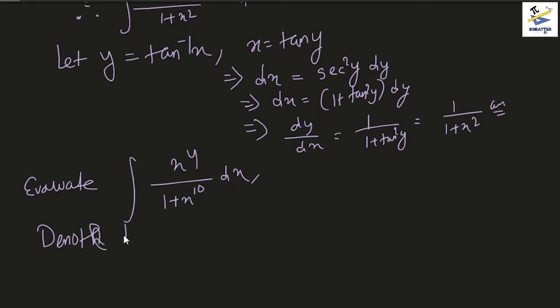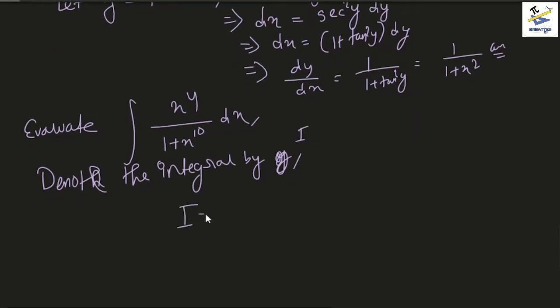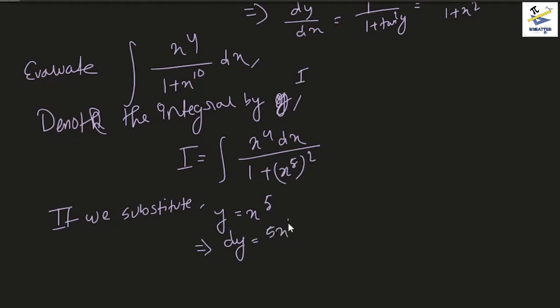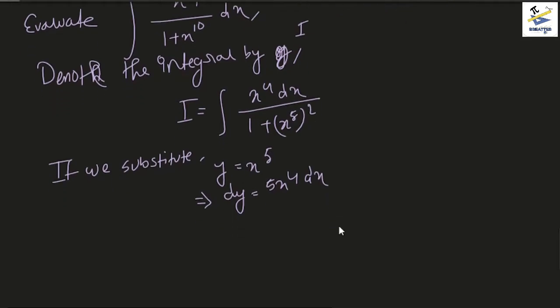denote the integral by I, then capital I is equal to integral of x to the power 4 dx divided by, and we can write x to the power 10 as x to the power 5 whole squared, because in that case, if we substitute y equals x to the power 5, we get dy equals 5 into x to the power 4 dx, right?